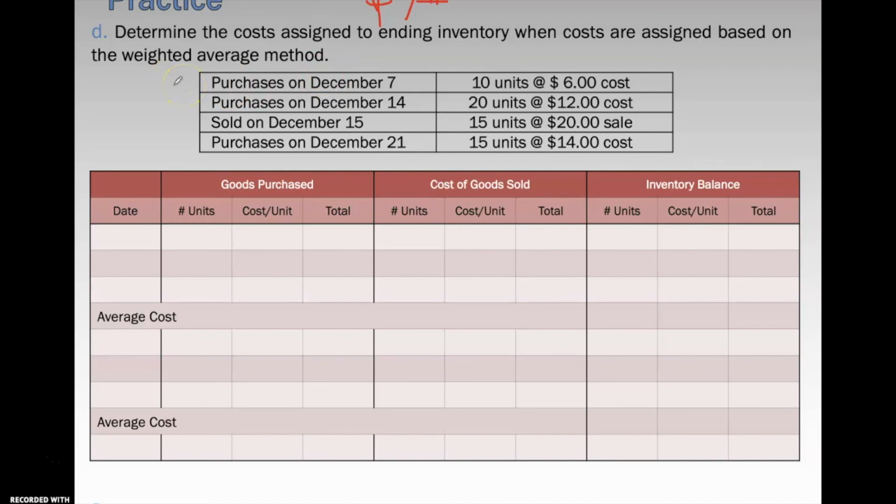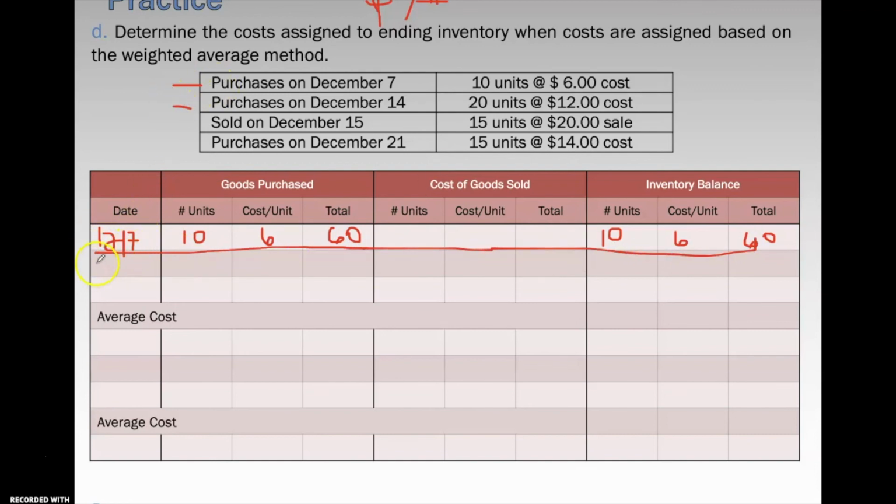So you're probably getting really bored of it, but we have a purchase on December 7th. Same thing. So the first few lines are going to be exactly the same as before. 10 units at $6 for a total of 60. And that's what we have. Since it's only one thing, we don't have to do the average right now because it would just be the same thing. That's it. So that is number one.